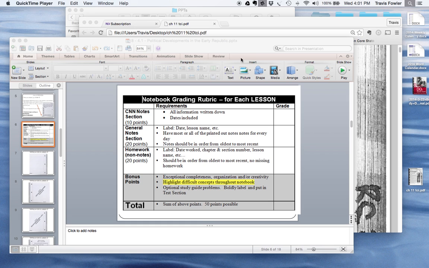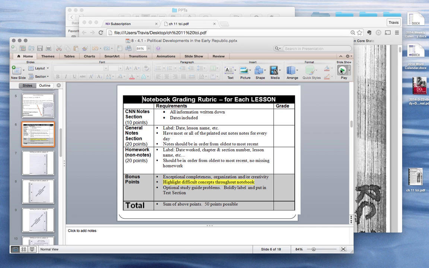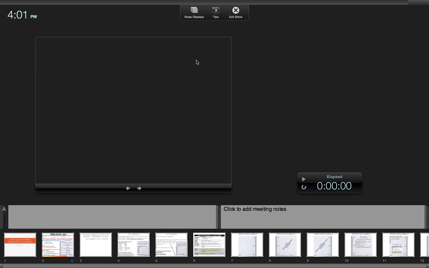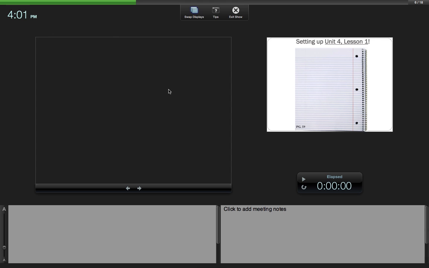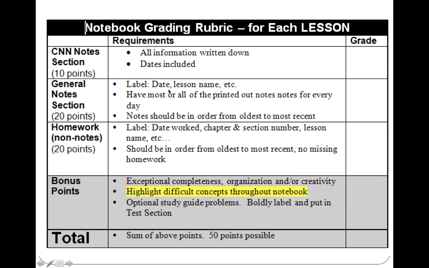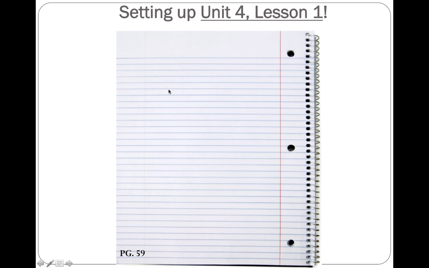Okay, this is going to be a pretty straightforward video on how to set up your notebooks for Chapter 11. Chapter 11 in your textbook is called Political Developments in the Early Republic, and that is indeed what we are going to be talking about. We're going to be talking about presidents, cabinets, the first political parties, and all things political. So if there is government involved, then it is probably political.